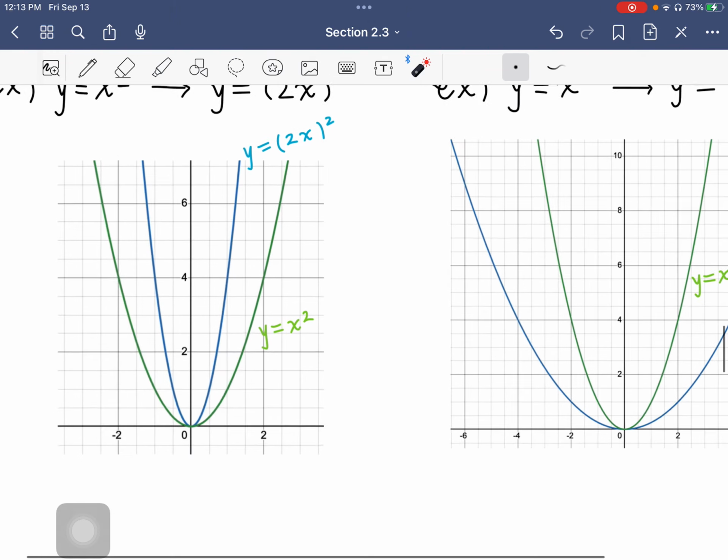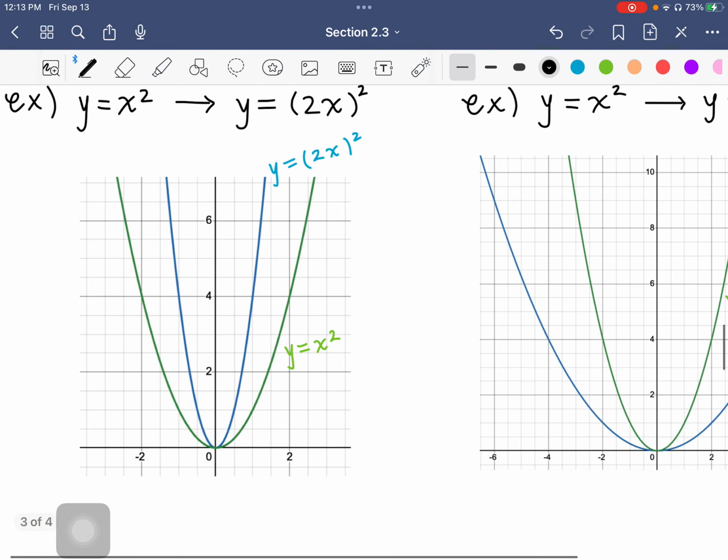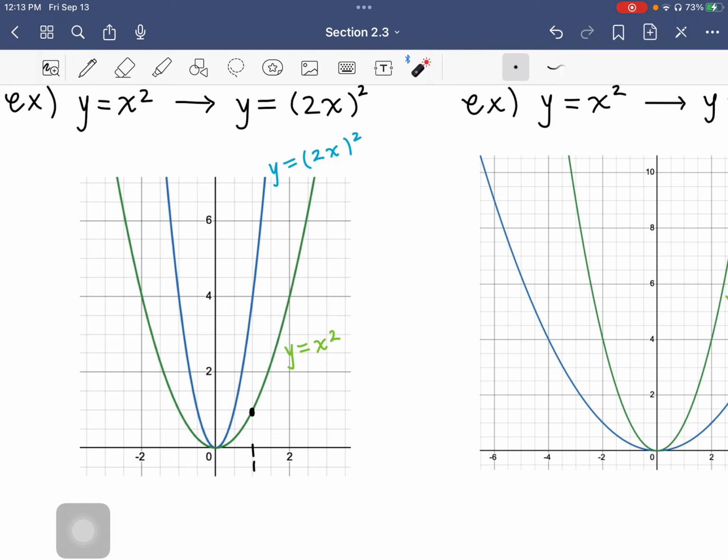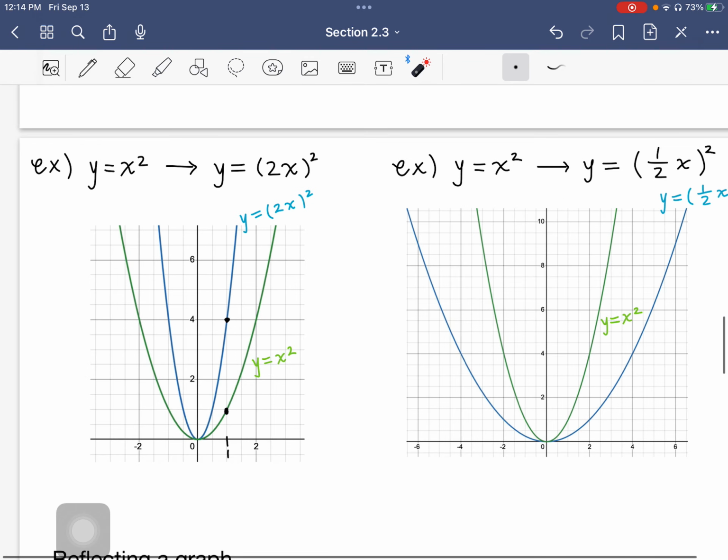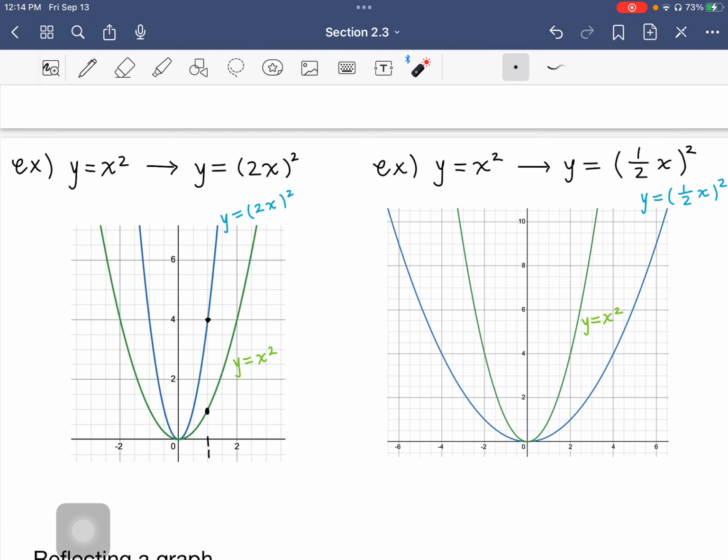All right, so let's look at our same example. If we plug in 1 into our original x squared function, we know we just get 1 out, so that would be this point here. But now when we horizontally shrink this, we plug in 1 for x, so we get 1 times 2, and then 2 squared. That ends up being 4. So this point here now becomes this point here. And this would be horizontal shrinking because we're pushing everything towards the y-axis.